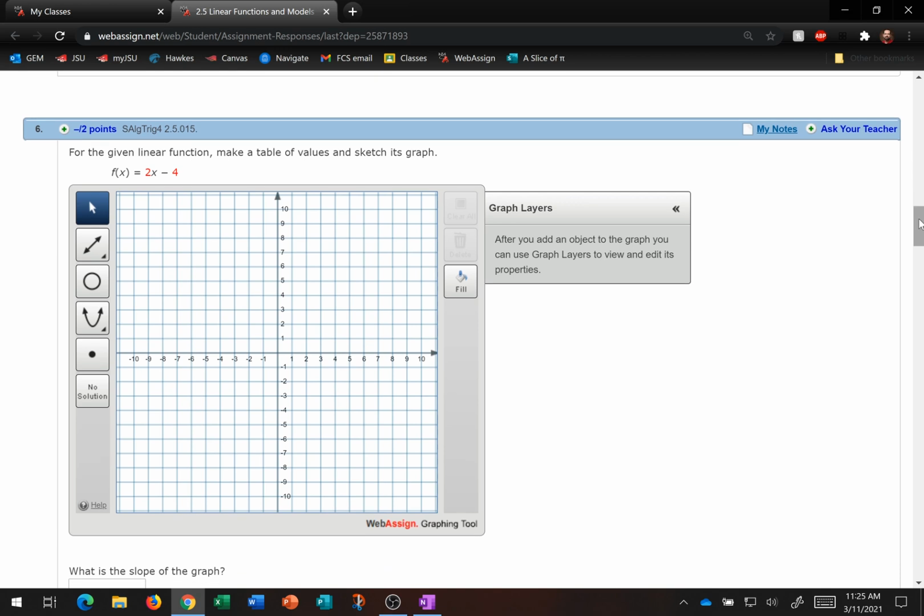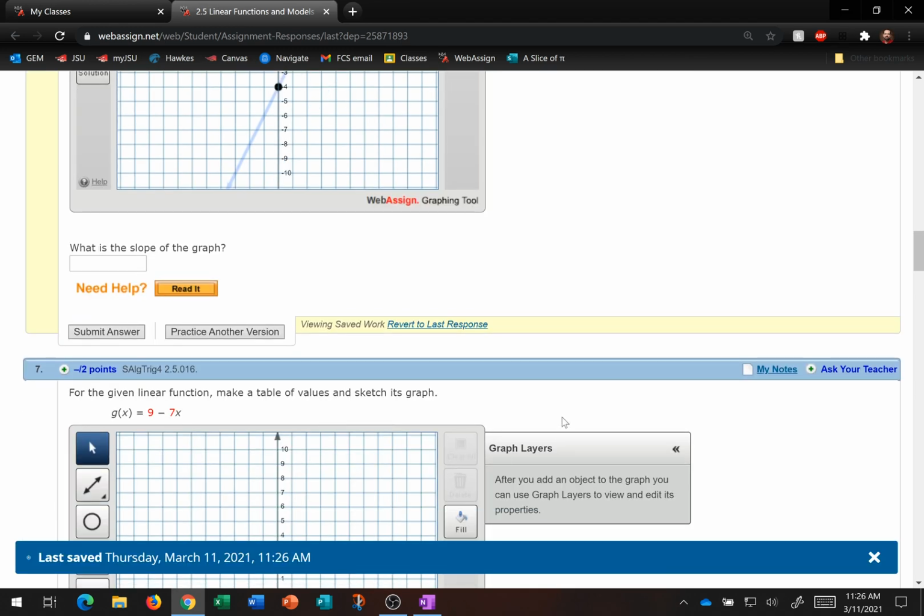Here it asks us to make a table of values and sketch the graph. You can make a table of values if you want to. You don't have to because it's in y equals mx plus b form. So here what I would do personally is I get my line tool, and then I see that my y-intercept is at -4, so I'm going to go down here to -4 and put my point. And then I see that my slope is +2, or 2 over 1, so I can go up 2 over 1, and that point will be on the graph. Okay, so there's my line. Then it asks what's the slope of the graph. Well, we said that was 2. Then we're done with that one.